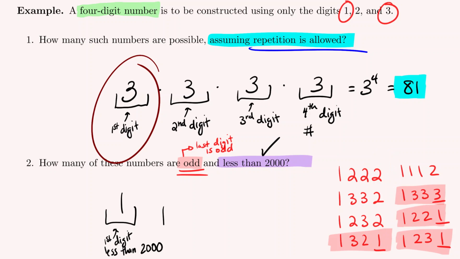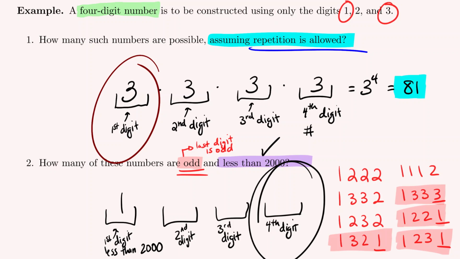So when I'm thinking about this process, I've got my 2nd digit, I've got my 3rd digit, but in order to make sure the number's odd, I have to focus on the 4th digit. So as we said before, anything that involves special restrictions, deal with that first. We've already dealt with the 1st digit because it's what makes our number less than 2000. Now we're going to deal with the 4th digit because it's what makes our number odd. And I know in order for the thing to be odd, the last digit must be odd.